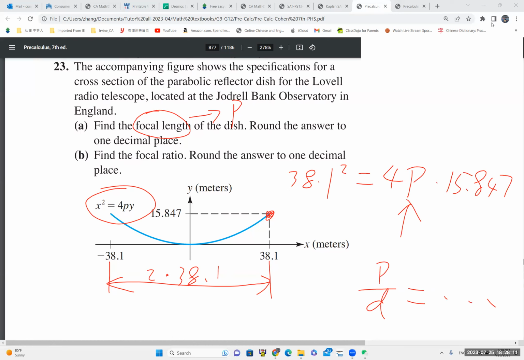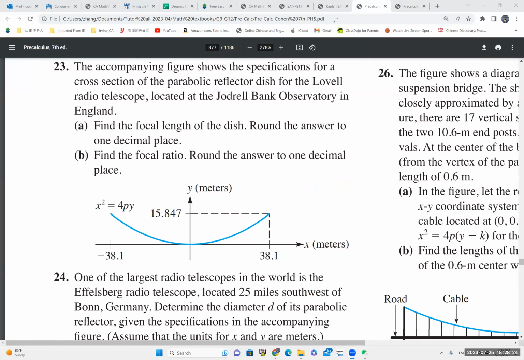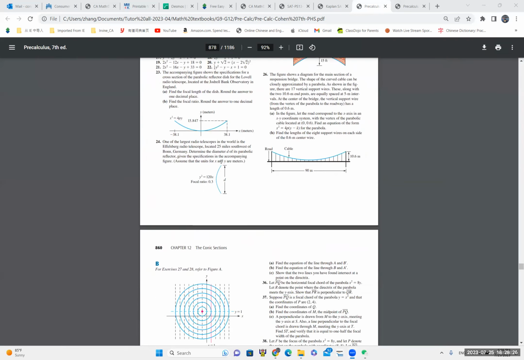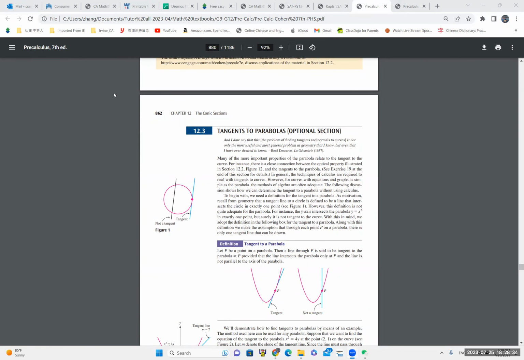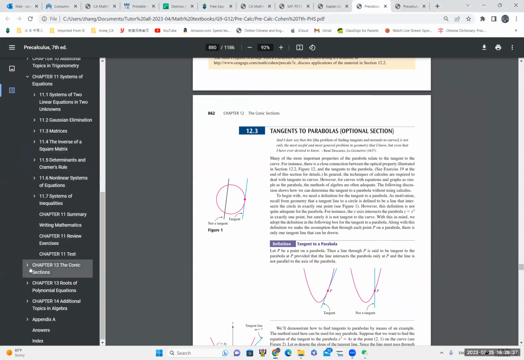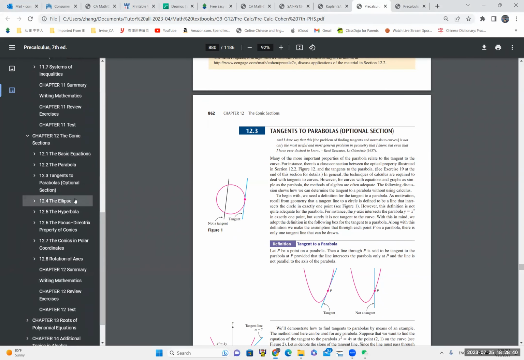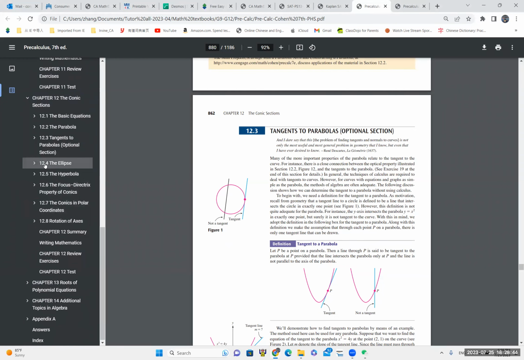Okay, how about you take a screenshot? Okay, I'm done. Then let's go to the next section. Tangent to parabola, oh yeah, we'll just skip this section. It's not the core content. Then we'll do 12.4, then 12.5. Then we'll forget this, forget this, forget this. Yeah, we'll do 2 more sections here. Ellipse.